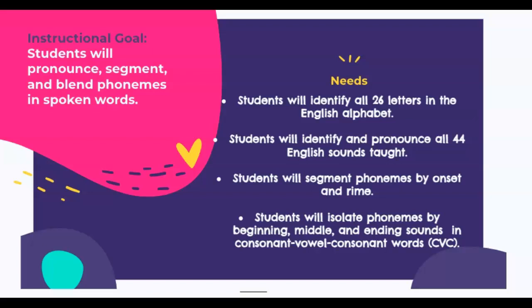The needs or goals of my students would be that students will identify all 26 letters in the English alphabet. Students will identify and pronounce all 44 English sounds taught. Students will segment phonemes by onset and rhyme. Students will isolate phonemes by beginning, middle, and ending sounds in consonant, vowel, consonant words.